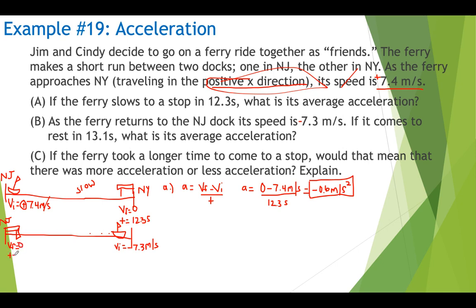And it's going to take a little bit longer this time, 13.1 seconds to accelerate to rest. We're looking for the average acceleration. So acceleration is equal to final minus initial velocity over the time. Our final velocity here again is 0. The initial velocity is negative 7.3. So I have 0 minus negative 7.3 meters per second, all divided by 13.1 seconds. So 0 minus a negative, we get a positive value. 7.3 divided by 13.1, we get positive 0.5. And our units are meters per second squared.